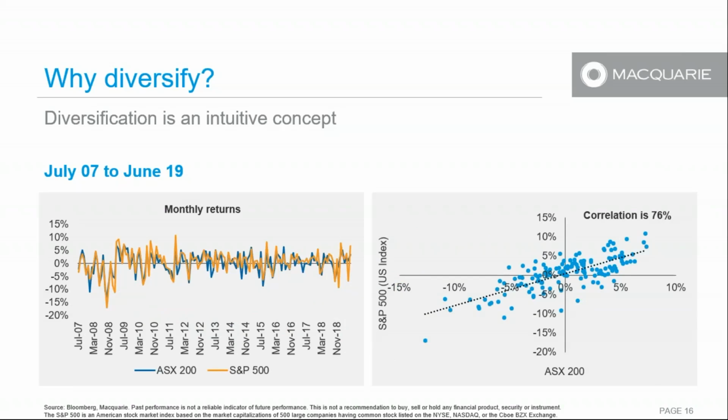If we broaden the universe beyond Australian stocks into international markets and plot the monthly returns of the ASX 200 against the United States S&P 500, we can see that the correlation is slightly less than that of the previous example, but it is still highly correlated at 76%. You can also see, especially at the extreme end of returns, where they occur for one index, whether that is positive or negative, they are likely to occur by a similar magnitude for the other index.